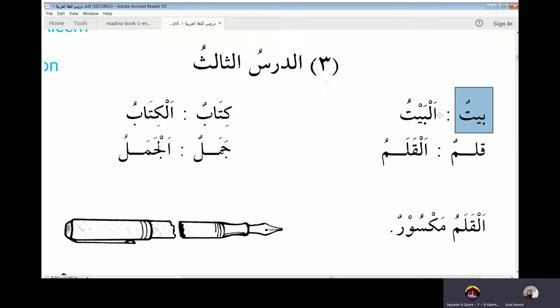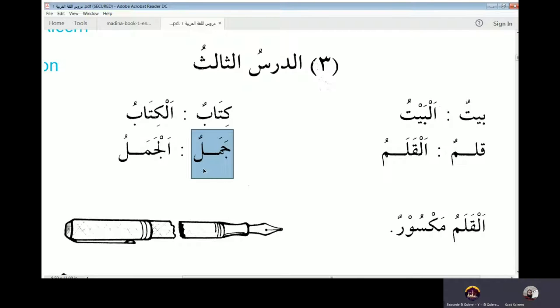Baytun, a house. Al-baytu, the house. Kitabun, a book. Al-kitabu, the book. Qalamun, a pen. Al-qalamu, the pen. Jamalun.